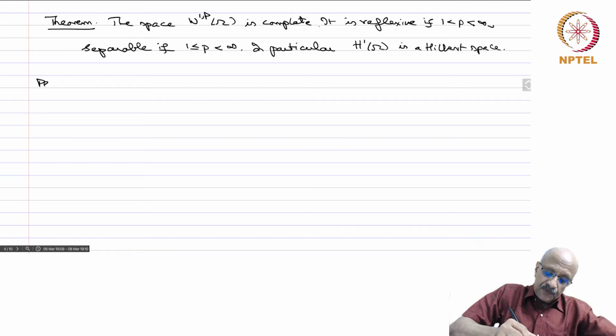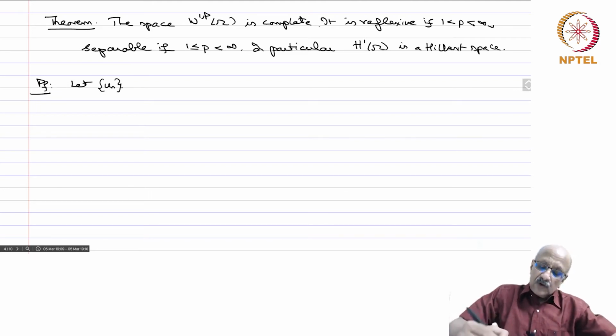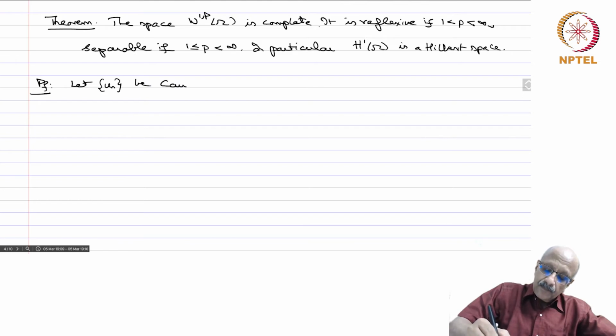Okay, so proof. So what do we have to do? We just have to show that every Cauchy sequence converges. Okay, so let u_n be Cauchy in W^{1,p}(Ω).